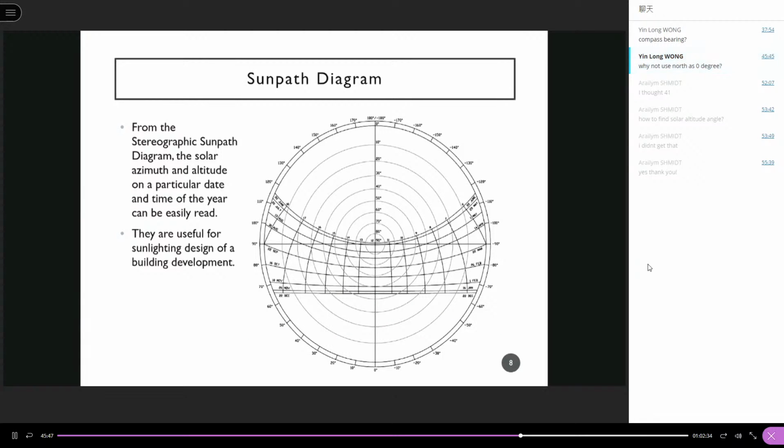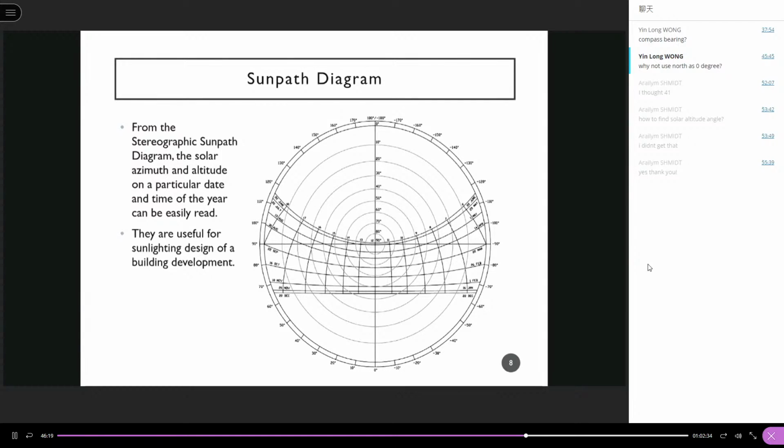And why not use the north as 0? There are different systems. There is also a system which uses north as 0 degree. So it's just a matter of which system you are using to define the solar azimuth. Conventionally, for this kind of stereographic sunpath diagram, the south is the 0. I don't know why. This is just the custom.